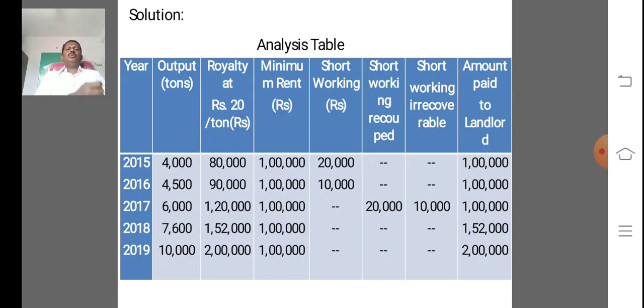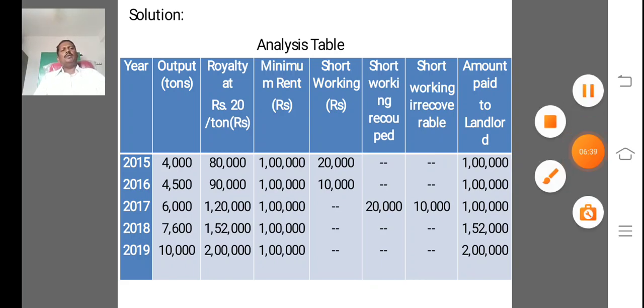In the year 2018, the royalty is 1,52,000, but minimum rent is 1 lakh. In this case, royalty is more than minimum rent. No short workings. Entire amount paid to landlord. In the year 2019, 10,000 output, 2 lakh royalty, 1 lakh minimum rent. In this case also no shortage, but the entire 2 lakh is paid to landlord.